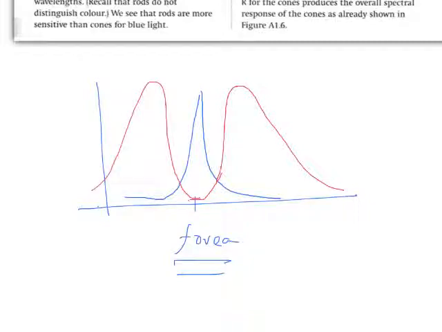So if we have a look at the picture, what we can see is at the fovea we have the maximum amount of cones, and then as we move further out away from the fovea, we increase the amount of rods.